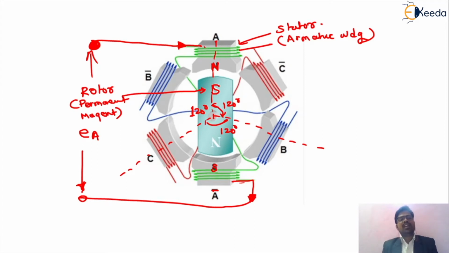So similarly, we are applying the voltage to B, B dash, and C to C dash, and according to that particular position, the stator poles will be N or S. Depending upon the position of the rotor, the direction of this drive will be controlled.